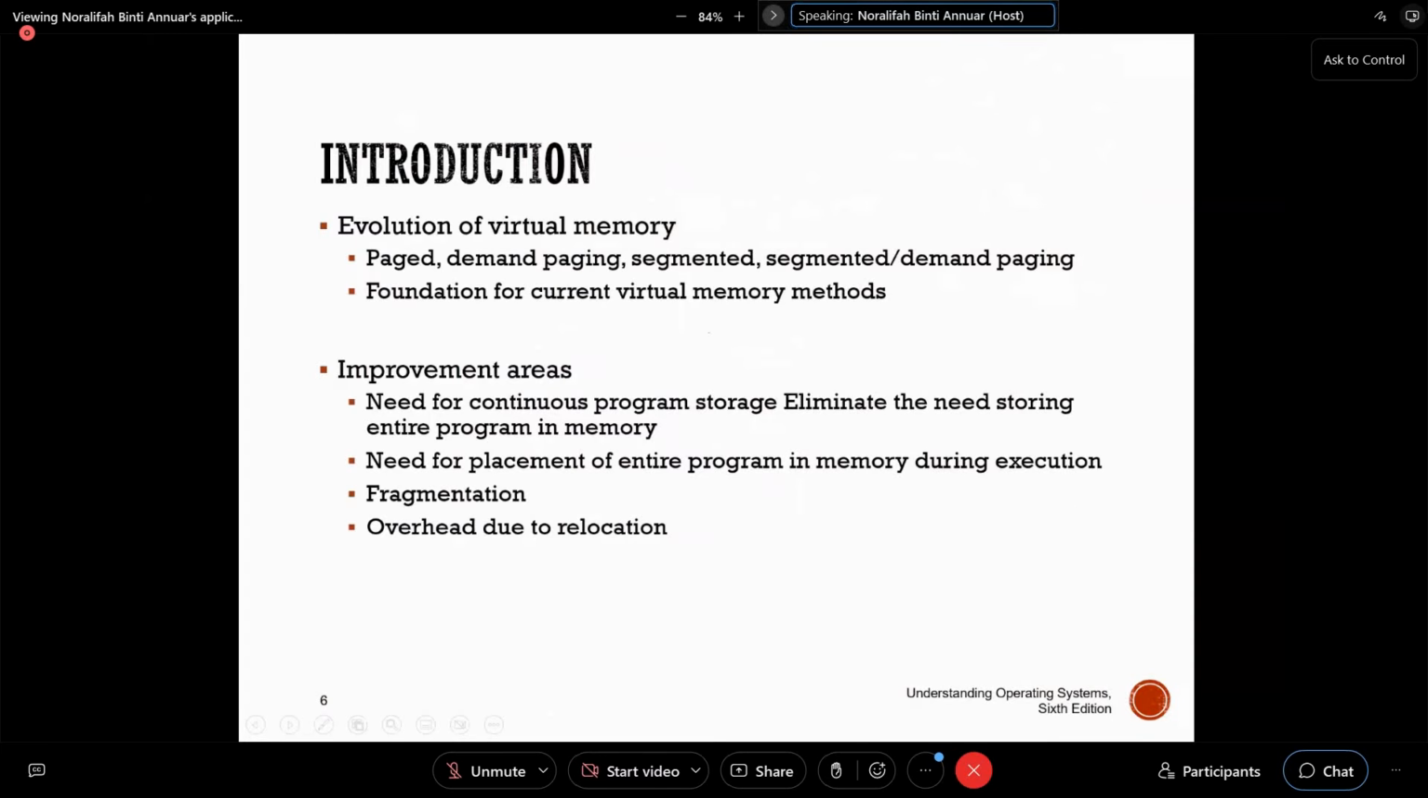Say improvement area: need for continuous program storage. Eliminate the need for storing the entire program in memory. Salah saya. We are still here. Belum lagi kat sini. Page, demand paging, segmented demand paging. Foundation for current virtual memory methods. Okay, need for ini nanti later on, and the next slide will cover all these points.